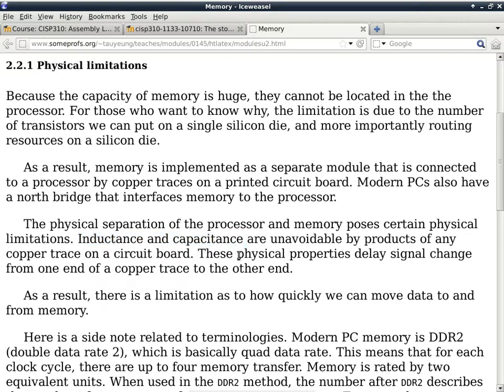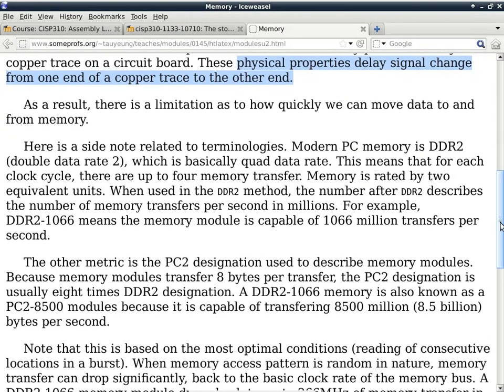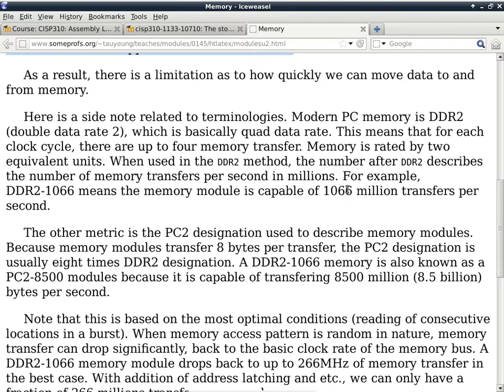So these physical properties can delay signal change from one end of the copper wire to the other end. And that's why you really can only do so much to speed up the speed of a memory bus because of this. As a result, there's a limitation of how quickly we can move data to and from memory, relative to the processor.